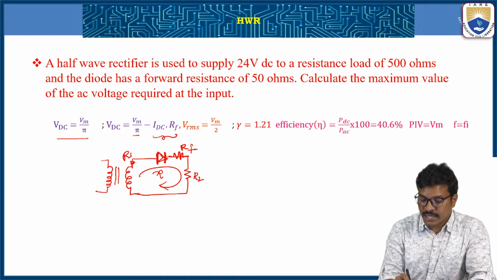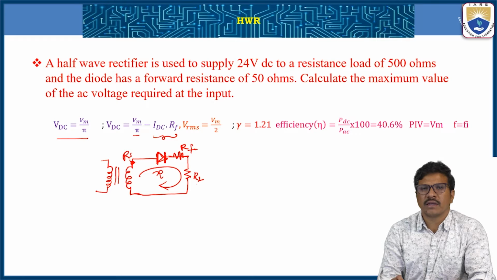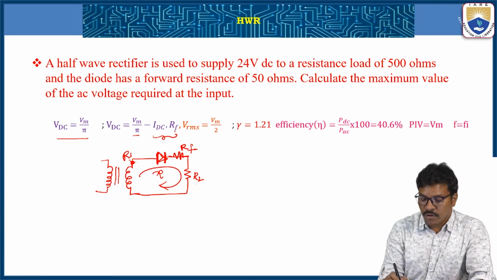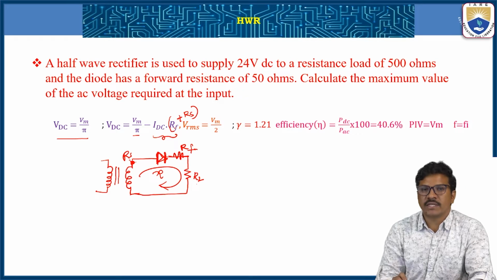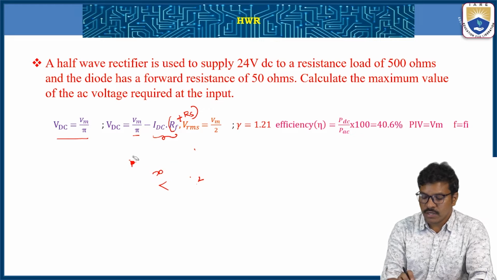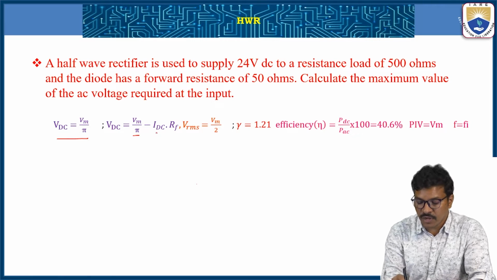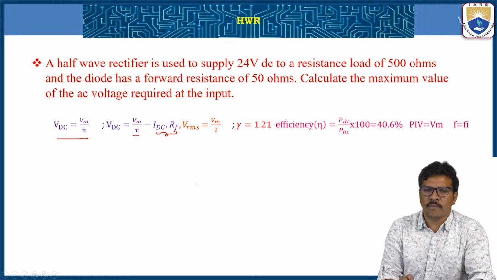So by considering these three parameters RS, RF and RL, VDC is not simply Vm by pi. It is Vm by pi minus IDC into RF. If we consider the secondary coil resistance, we add it, so it becomes RF plus RS. Likewise, by subtracting the drop across the secondary coil resistance and the forward diode resistance, we get the value from Vm by pi.